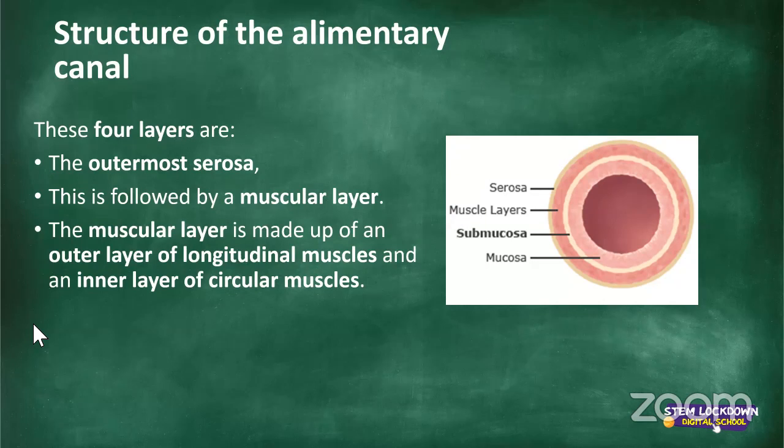this absorption takes place. So we have 4 layers to our alimentary canal. The outer layer, as you guys can see here, it's your brownish color, is called your serosa, all right? Which is followed by the muscle layers, which have your longitudinal muscles and your circular muscles. So this is where contraction and relaxation happens by your muscle layers. And then we have your submucosa.